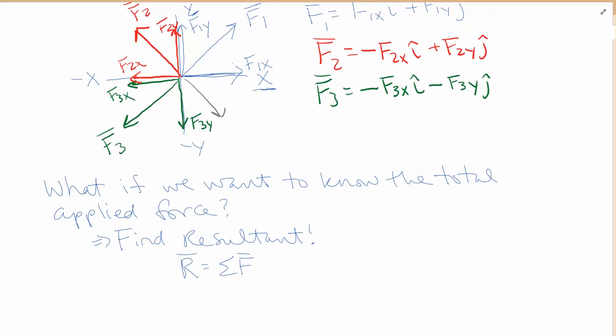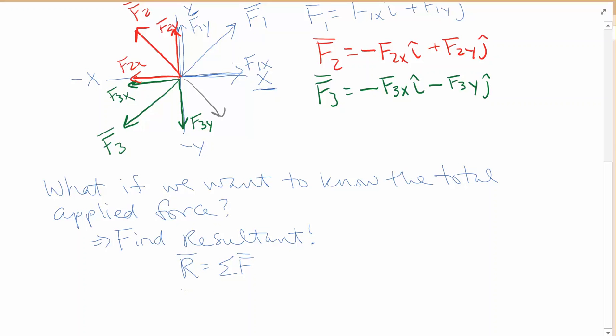So that kind of gives you an idea of how your signs are going to change depending on what quadrant you're working in. Now let's go back to our three original forces, the F1, F2, F3. What if we wanted to know the total applied force on a body due to those forces? What we want to do then in that case is we want to find the resultant. Now the resultant is essentially the summation of forces.